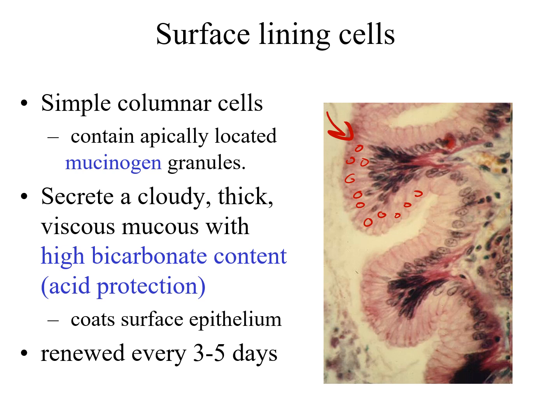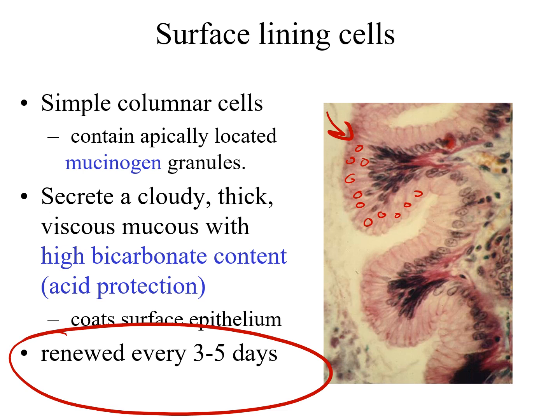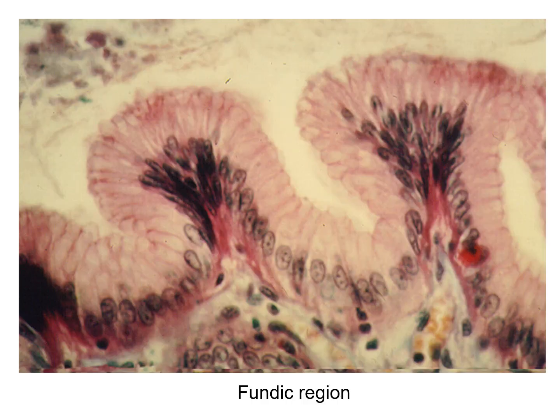A very important thing about this lining epithelium is that it is renewed every 3 to 5 days. All the epithelium found in the stomach is going to be replaced totally by new epithelium, because these cells are usually exposed to the enzymes pepsinogen or pepsin and hydrochloric acid, which can damage the epithelium. So this is the epithelium, simple columnar, and you can see the cloudy appearance in the apical portion, and these are usually the mucinogens.